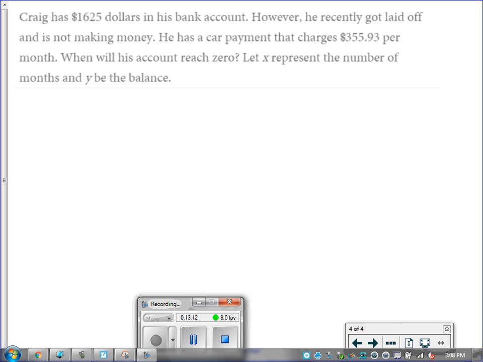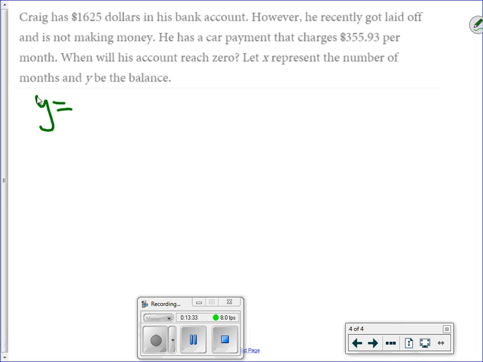This relates to the problem from the last test, where it asked you, when will you run out of paper? When you run out of paper, you have zero paper left. We're going to do a similar situation here. Let X represent the number of months and Y be the balance. So I'm going to write my equation. Y is going to equal, so the balance in his account is going to equal $1,625 minus, because it is a car payment, 355.93x. There's my equation that represents the decrease in his money for every car payment.